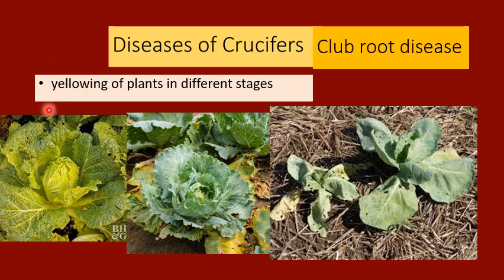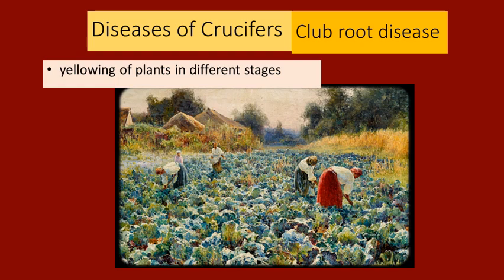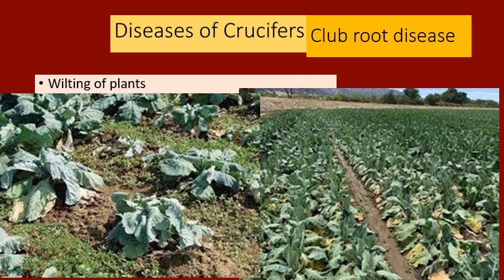Here you can see the above ground symptoms, mainly yellowing of plants at different stages. You can see wilting also. In this picture also you can see the yellowing of matured plants. Here you can see the wilting of plants. Those are the above ground symptoms.